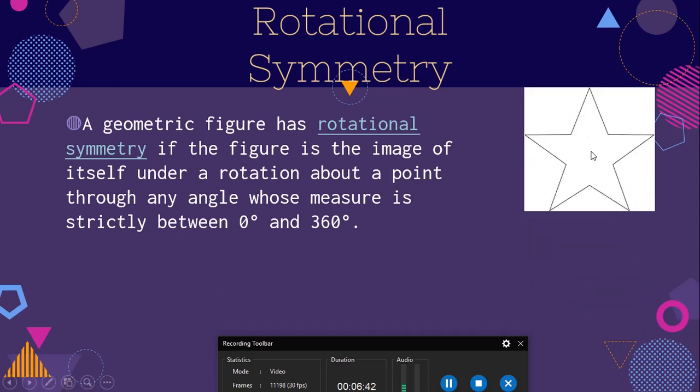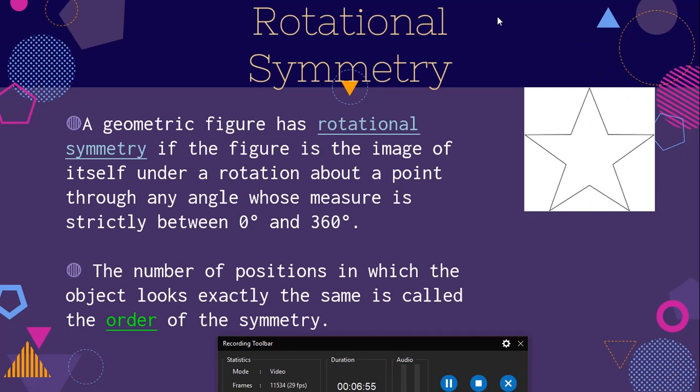My star has a point at the top. It is possible for me to turn this star either to the left or to the right so that another point does take that top position. When you rotate the star about its center, what you're going to find is there's going to be a certain number of positions that will all make it look identical to its original home position. We call this the order of the symmetry.